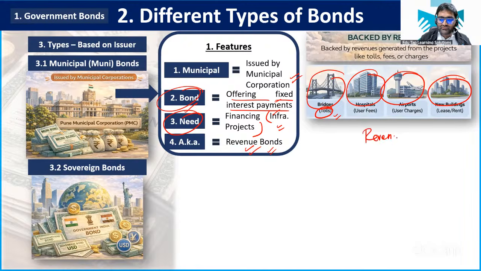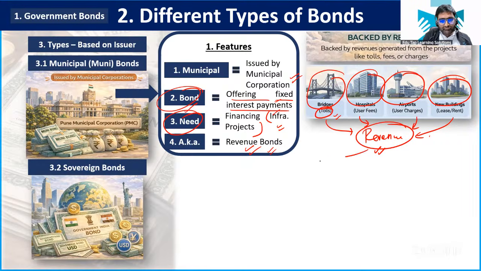And apart from that, in the hospitals which the government has built, there are user fees, airport user fees, and lease rents of these buildings. All of them generate revenue. Now how will the return payment of the bond be done?